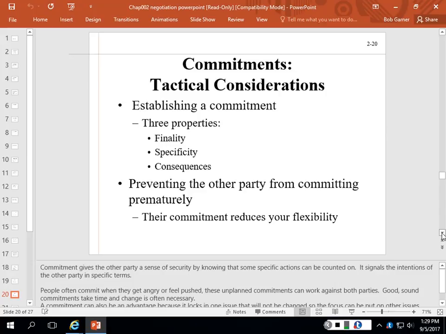All right, so preventing the other party from committing prematurely. Sometimes you may not want somebody to commit to something that you don't think they can live up to. Commitment does give the other party a sense of security because you're saying, okay, I'm going to lock in the deal. And people often commit when they get angry or feel pushed, and those are never good. When somebody keeps nagging you until you finally say, okay, I'll do it, that's not going to be a good commitment because there's duress involved.